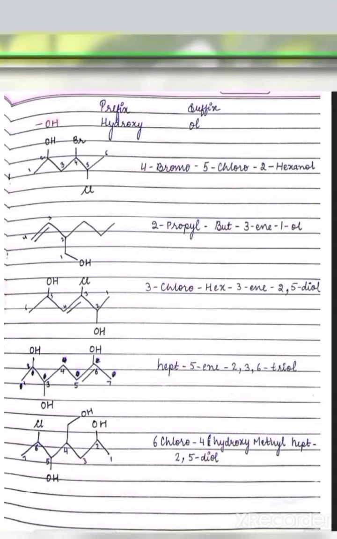Like in this example I have given, this chain will be the principal carbon chain because it contains the functional group as well as the multiple bond. So at second position we have propyl, so 2-propyl, but-3-ene. Third position has the ene group, 3-ene, 1-ol. The functional group comes at last only, so that's why the ol group is coming at the last position.